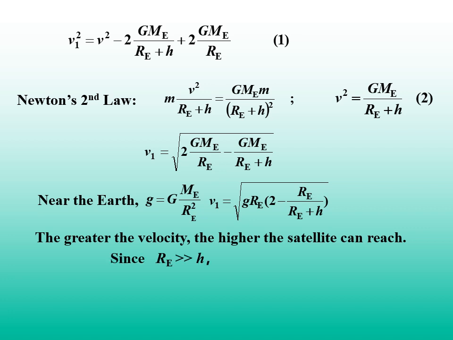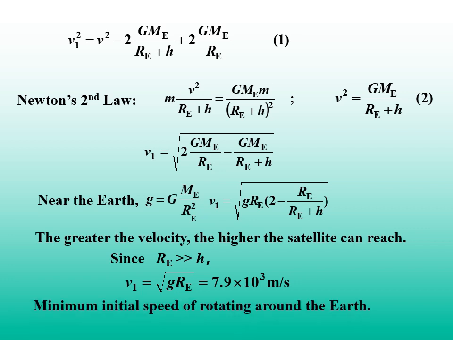Since R_E is much larger than h, we have v1 equal to the square root of g R_E. The radius of the Earth R_E is about 6,380 kilometers. Thus, the minimum launching speed for a satellite to orbit the Earth is 7.9 kilometers per second.